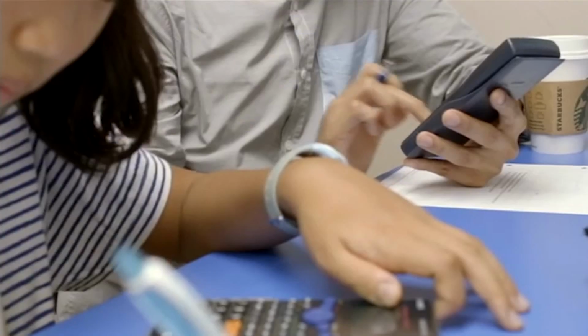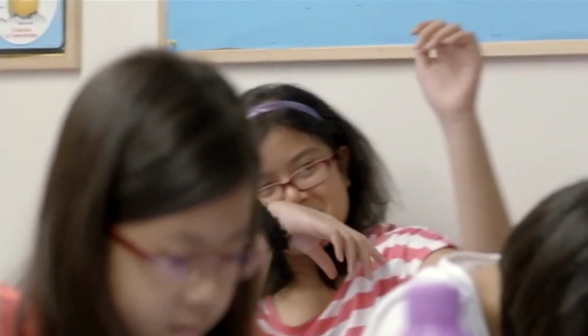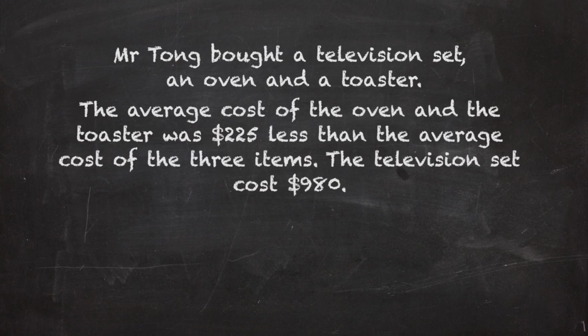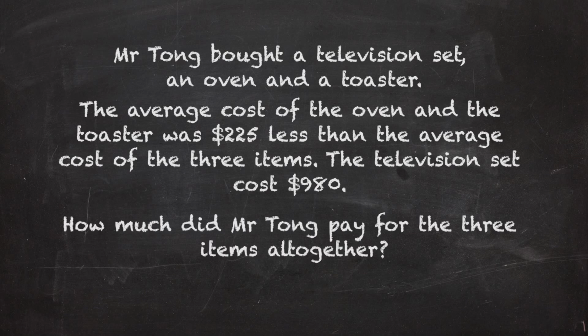In the first episode, our host Brandon Fernandez attempts this Primary 5 math question from Learning Point, a mathematics enrichment center. Mr. Tong bought a television set, an oven and a toaster. The average cost of the oven and the toaster was $225 less than the average cost of the three items. The television set cost $980. How much did Mr. Tong pay for the three items altogether? How would you solve it?